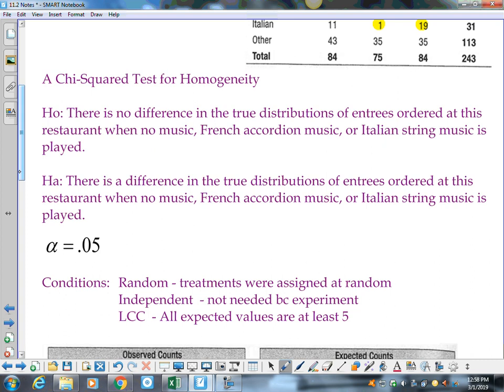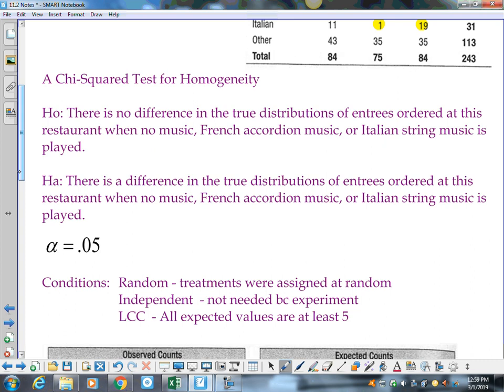Here's your H sub O. There is no difference. Music makes no difference whatsoever. Do y'all see that? There's no difference in the true distribution of entrees ordered at this restaurant when no music, French accordion music, or Italian string music is played. It makes no difference. And H sub A, the exact same thing, just take out the word no. I hereby declare that my alpha is 0.05.